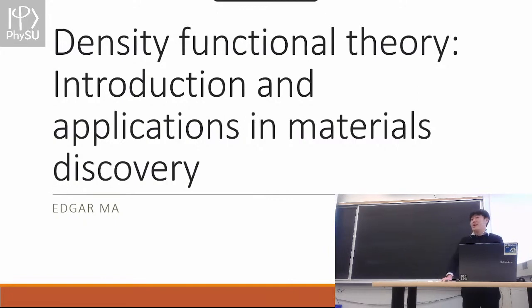So today my talk is going to be an introduction to density functional theory. Density functional theory is a quantum mechanical simulation method, which is used a lot in solid state physics and in computational chemistry. It has a variety of applications. So I'll talk a bit about the theory behind density functional theory today.